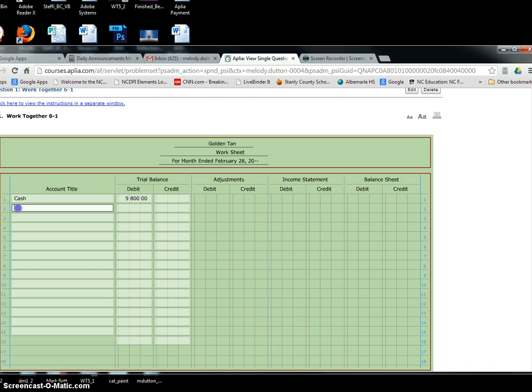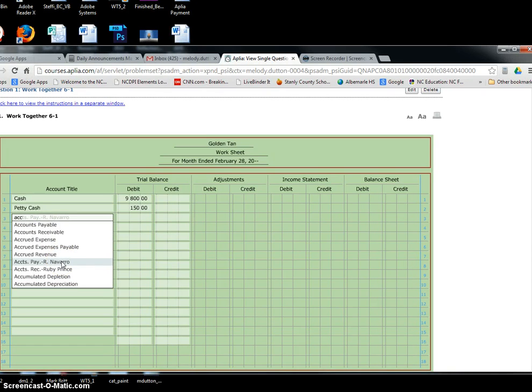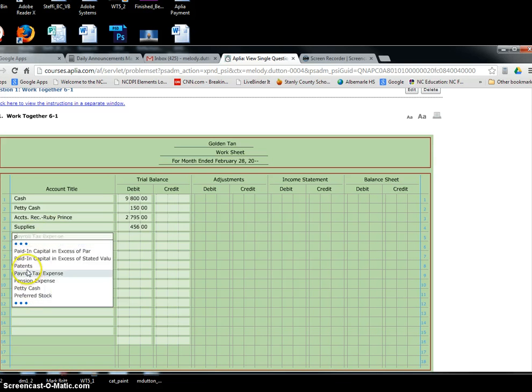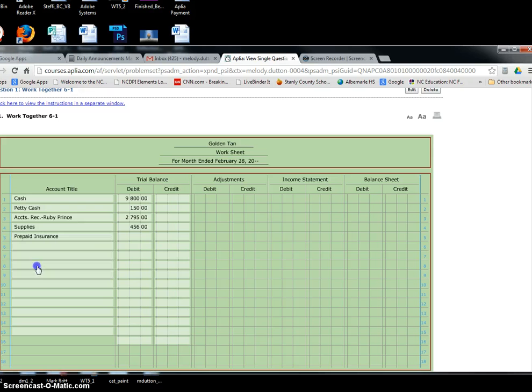The next account that we have is petty cash. Debit balance of $150. The next account is accounts receivable. And that is accounts receivable Ruby Prints. And the balance in that account is $27.95. The next account is supplies, $456. Prepaid insurance. Okay, make sure we get prepaid insurance, $750.